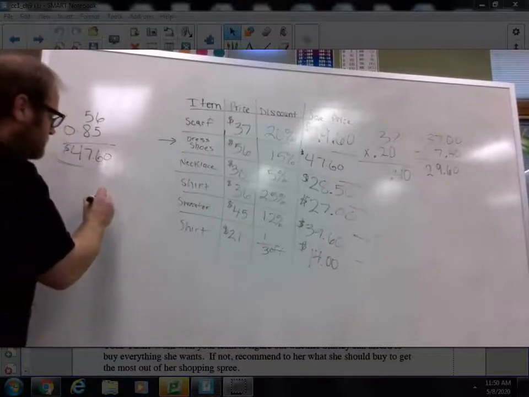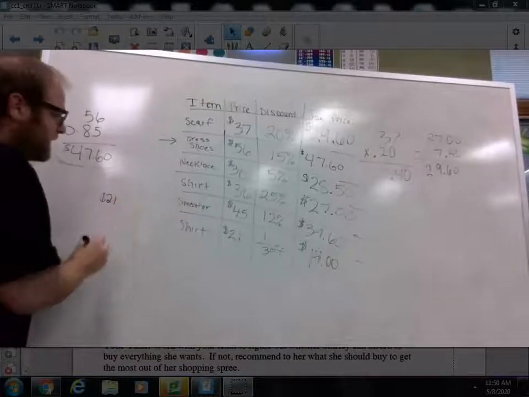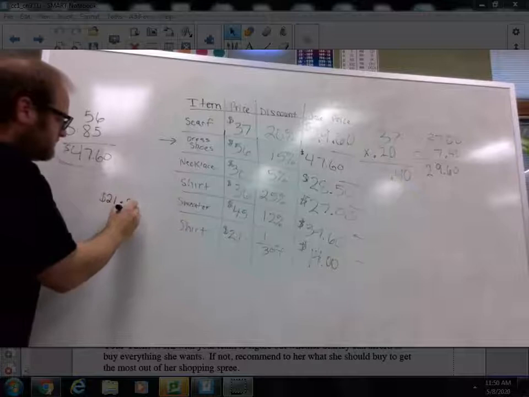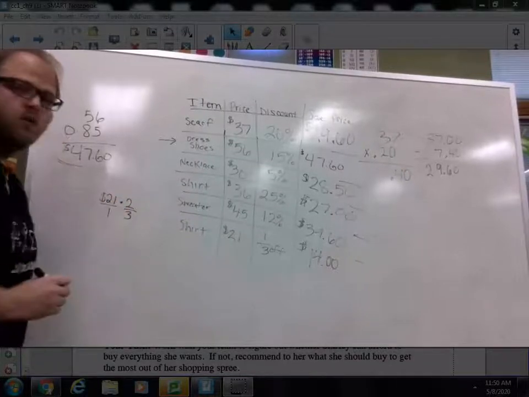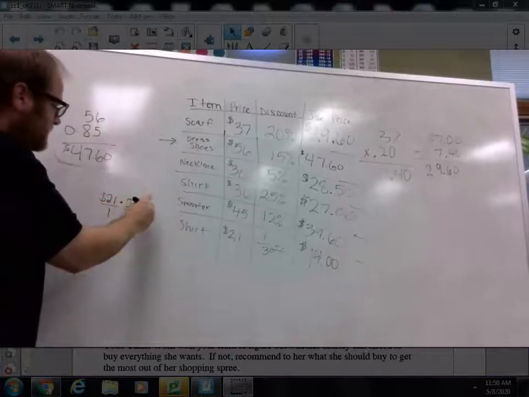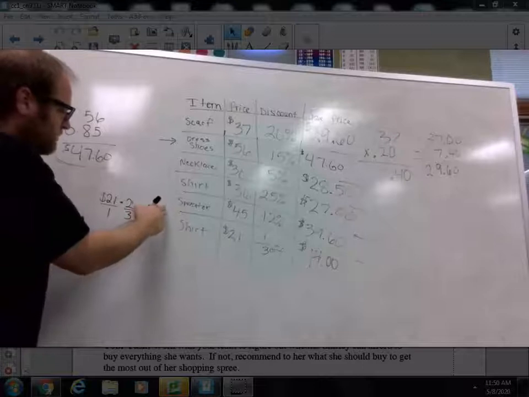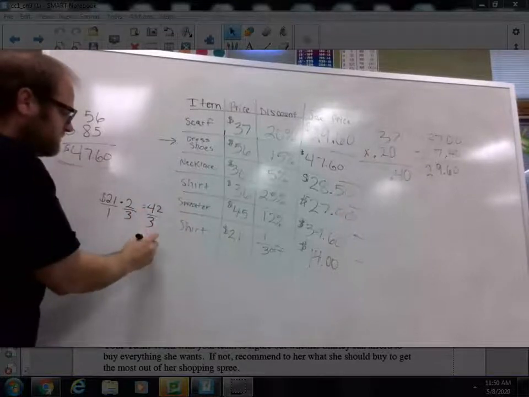So if we multiply that $21 by 2/3, all we're doing now is multiplying two fractions together. 21 times 2 is 42. 1 times 3 is 3. And 42 divided by 3 is equal to $14.